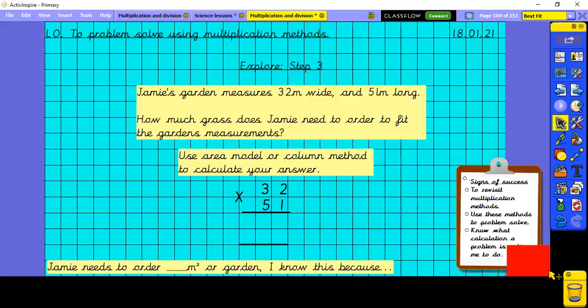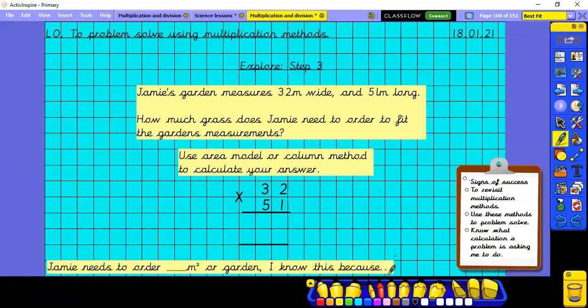Okay, so the calculation you need to do to solve this problem is 32 times 51, because we've got 32 metres wide and 51 metres long. So in order to see how much grass Jamie needs, we need to see how big his garden is. So let's start with our ones column. So 1 times 2 is 2, so that goes here. 1 times 3 is 3, and our 3 goes here in our tens column.